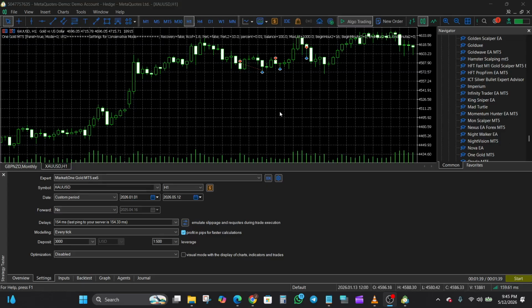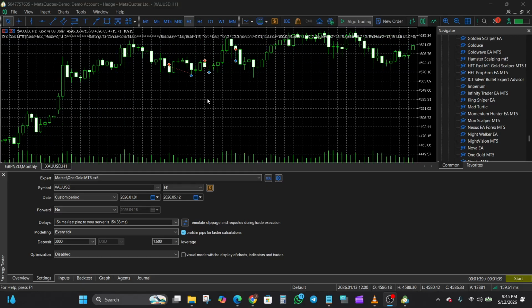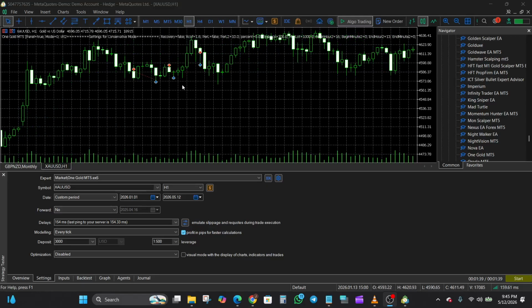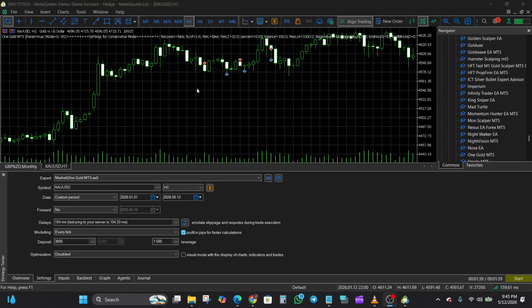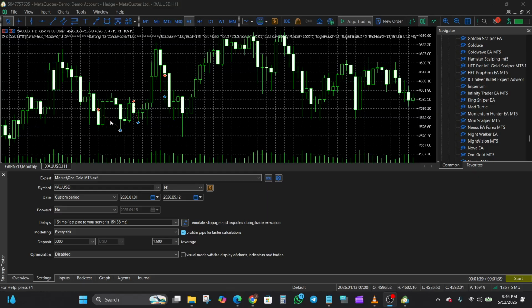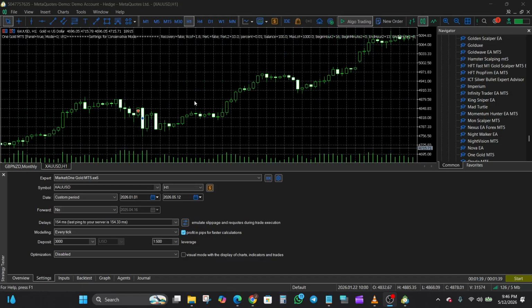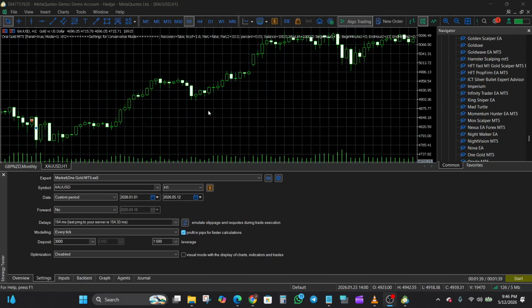So looking through the historical charts and testing behavior, you can see the EA is targeting short-term price movement. You can see a sell trade executed here, closed here, another one executed here, closed here, another one executed here, closed here. Short-term price movements. And we can see that this is another example.